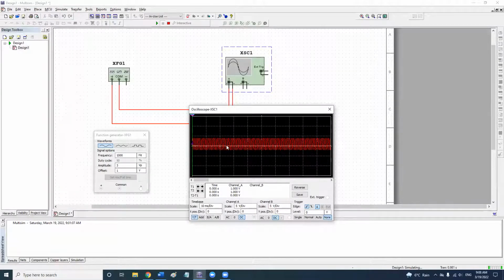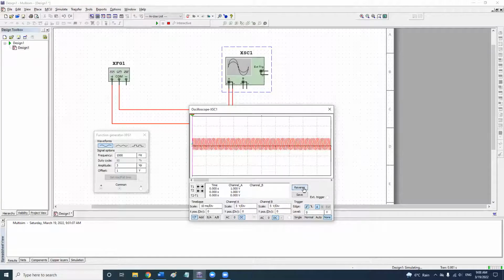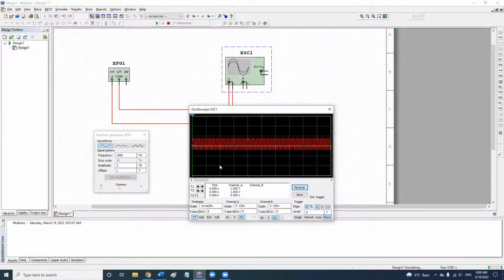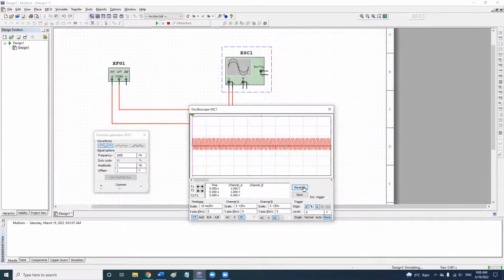After you stop it, you will see the wave on the scope. If you don't like the black background, which sometimes is too dark and you can't see it clearly, you can use reverse. Or if your computer has a good display, then you can see it and use that. It's fine. You can reverse it and see it clearly, or if you want to print on paper.